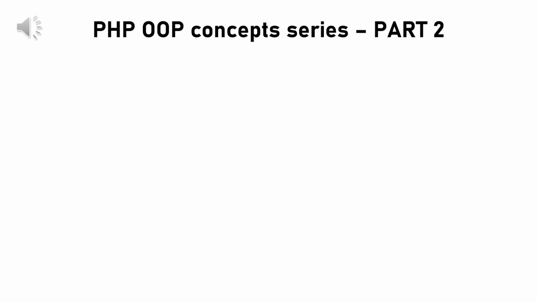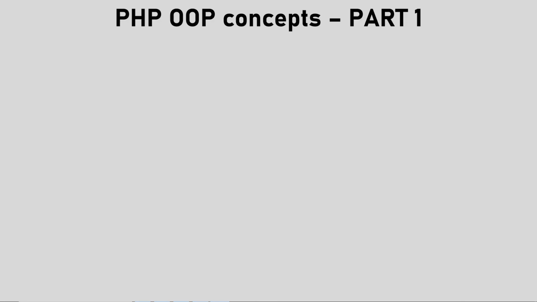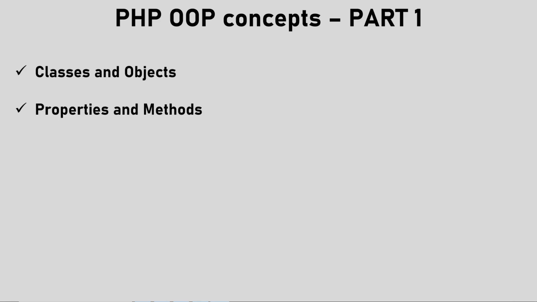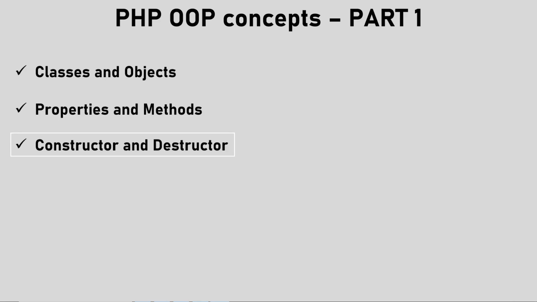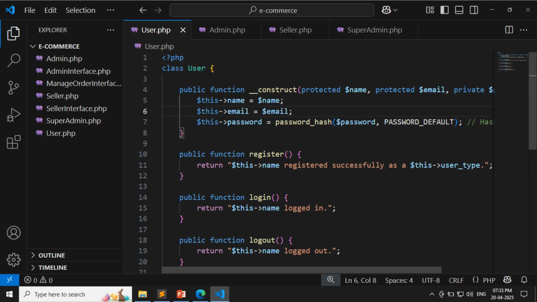In this second part of our PHP OOPS Concepts series, we will continue from where we left off in part 1. In the previous video, I explained key concepts such as classes, objects, properties, methods, constructors, destructors, access modifiers, inheritance, traits, composition, dependency injection, and interfaces, all with practical examples. We used the example of an e-commerce website.